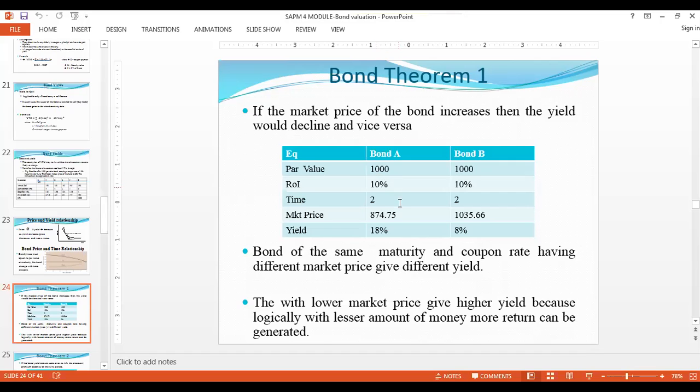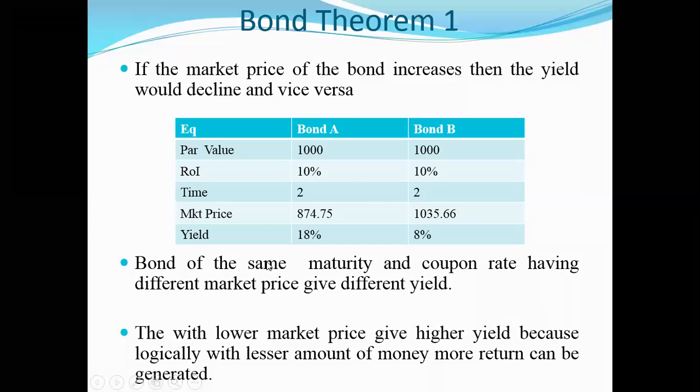So an increase in interest rate, an increase in the yield, what has happened? From 10%, it went up to 18%. And because of this, the price from 1000 rupees came to 874. Are you able to understand this value? What it means is that when yield goes up, the price has to come down. So price is inversely proportional to yield. That is the first theorem.